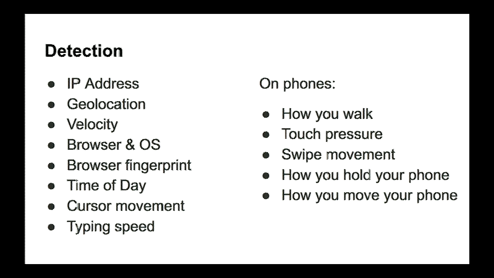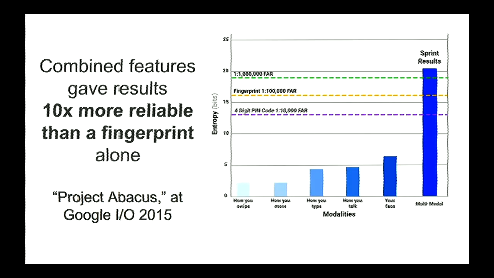You can get really technical and look at cursor movement and typing speed. If you're running a physical native app on Android or iPhone, you can use the gyroscope sensors to look at how they're walking and how they touch the phone, how they swipe, how they hold the phone, how they move it around. So there's lots of stuff to track and lots of data to keep, but it can work.